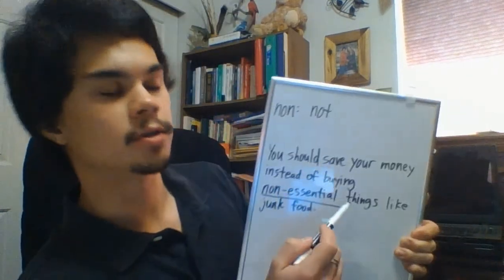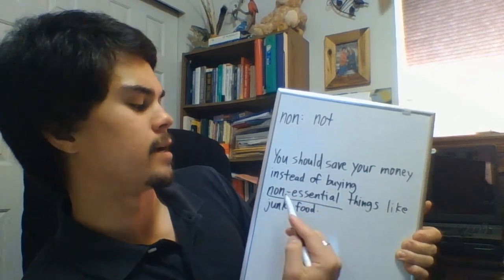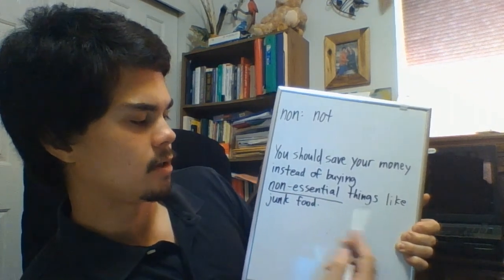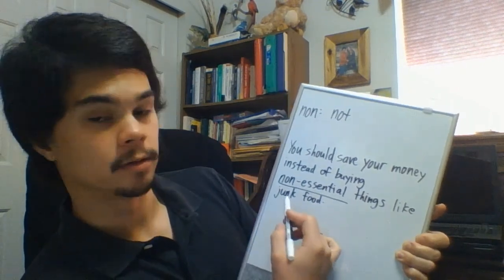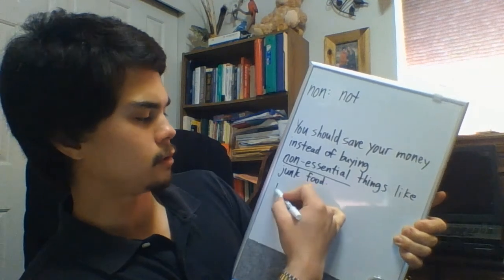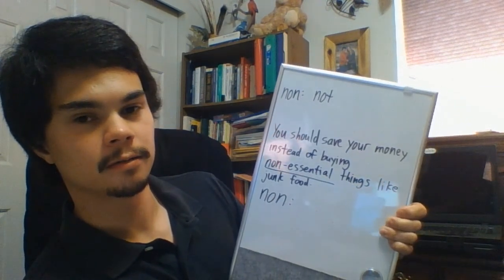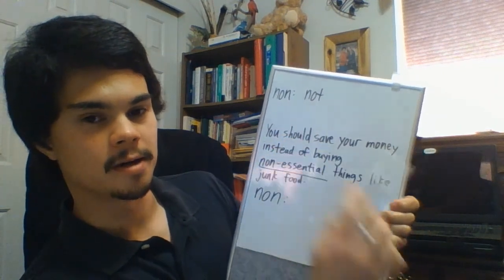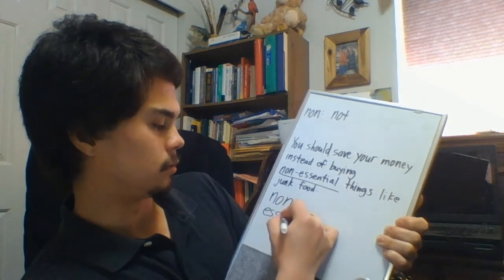Let's look at another word with the prefix non in it, and this time again you try to figure out with me what the word means. So our sentence: you should save your money instead of buying non-essential things like junk food. So the word is non-essential. Let's break it down again. First part, or the prefix, is non. What does non mean? Again, it's up here. It means not.